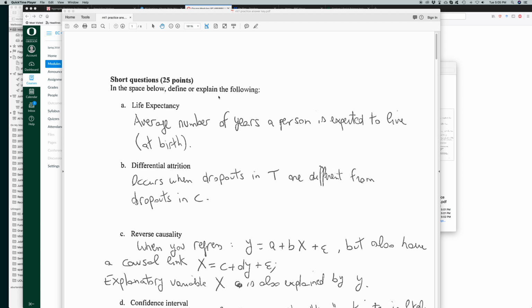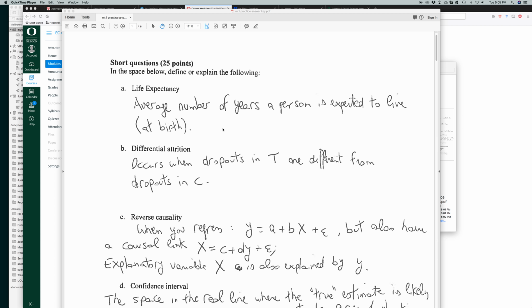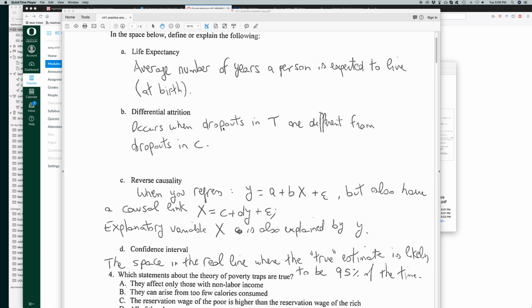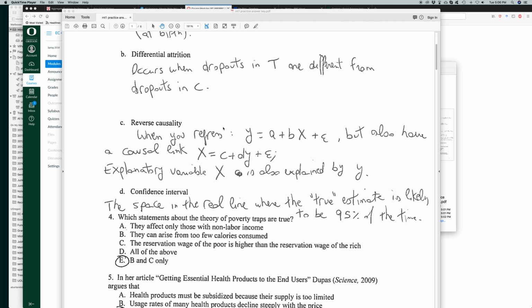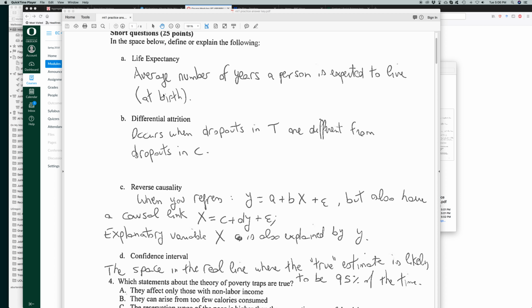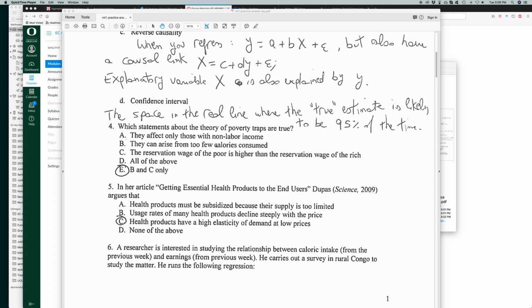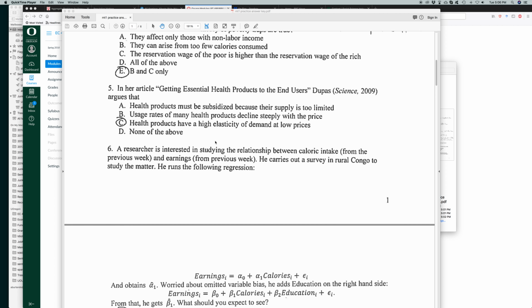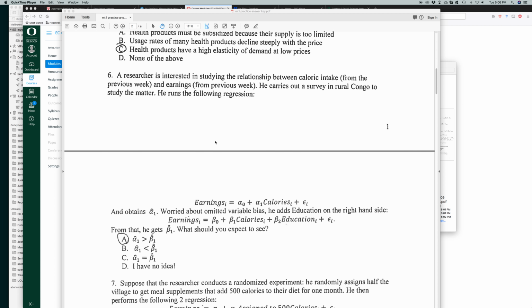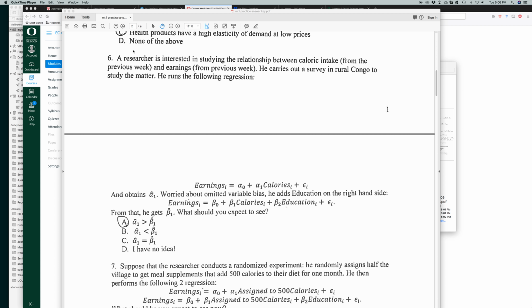I also wanted to give you a short narrative on some of the key questions that, based on the office hours, seem to be more problematic. So I'm going to skip the first part on short questions. I expect you to know how to define life expectancy, differential attrition, reverse causality, and confidence intervals, and I'm going to move directly to the explanation on question 6.